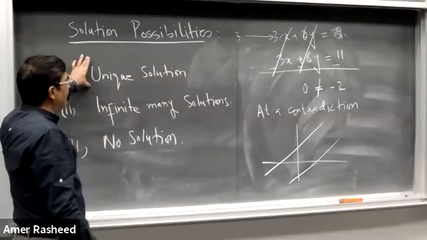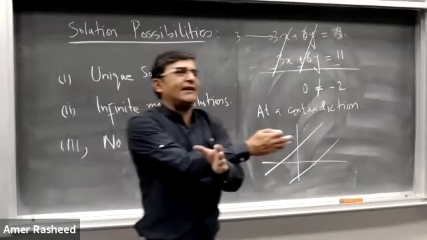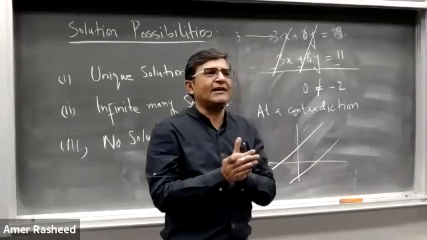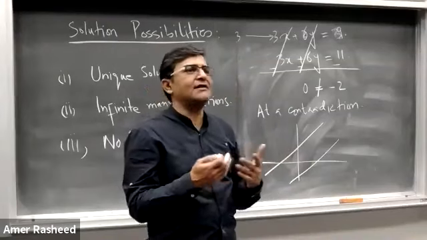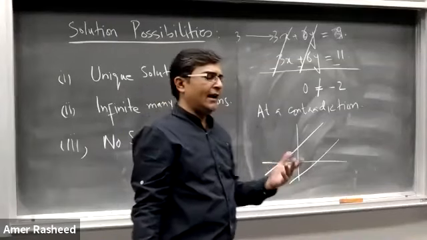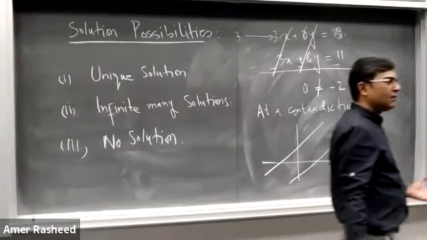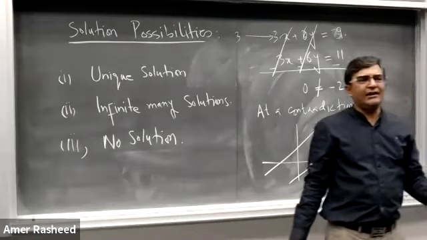What happens in a unique solution? The two lines intersect at a single point. In infinitely many solutions, the lines intersect at infinitely many points, meaning the lines are on top of each other. And in the third situation, the straight lines are parallel. Okay? They do not have any solution.